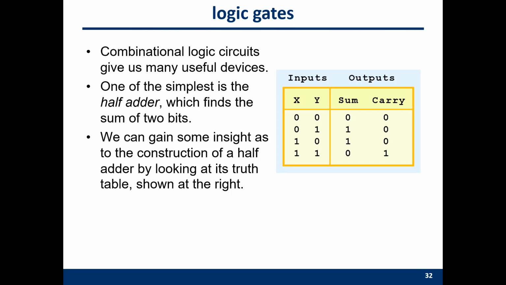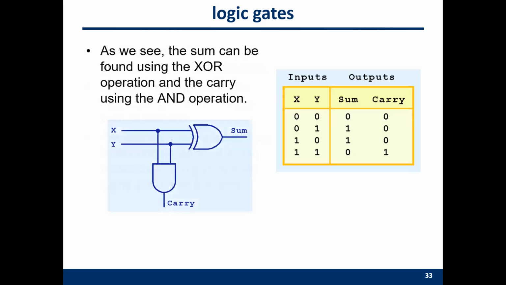So 0 plus 0 gives us a 0. 0 plus 1 gives us 1. 1 plus 0 gives us 1. And when we have 2 ones, the sum is a 0, and we have a carry here. Then we can implement the sum and carry separately. We just use the XOR gate to implement the sum and the AND gate to implement the carry. But they share the same input.